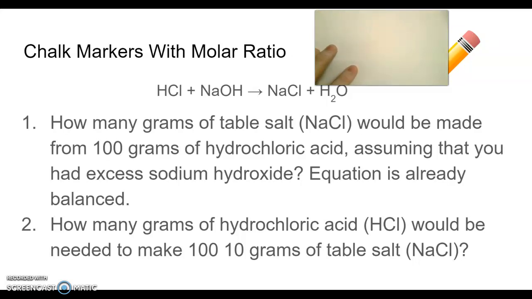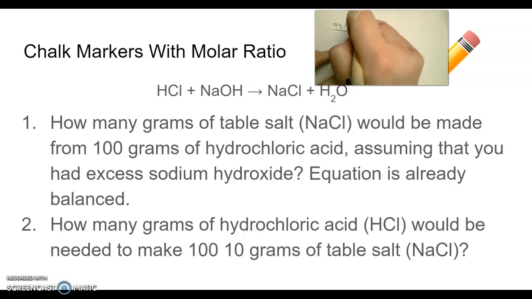We don't have to change the numbers because we have 2 hydrogens on the left and on the right. We have 1 sodium on the left and on the right. We have 1 chlorine on the left and the right. We have 1 oxygen on the left and the right. So it is balanced. All of the ratios are 1 to 1. So what's cool is if we know that we have 100 grams of hydrochloric acid, we want to figure out how many grams of table salt would be made from it.